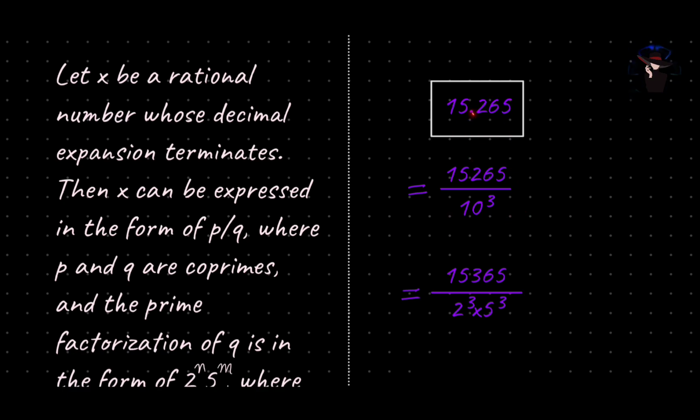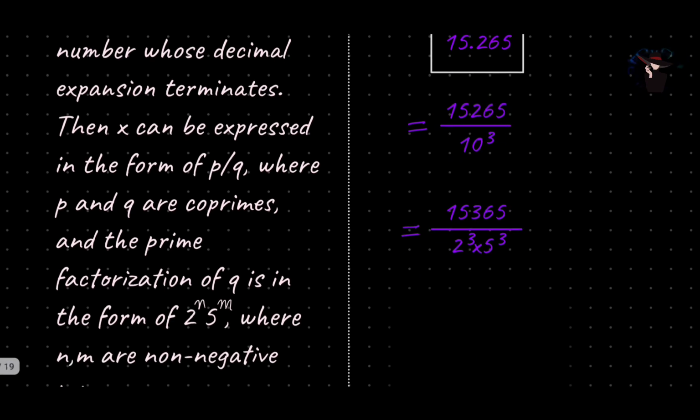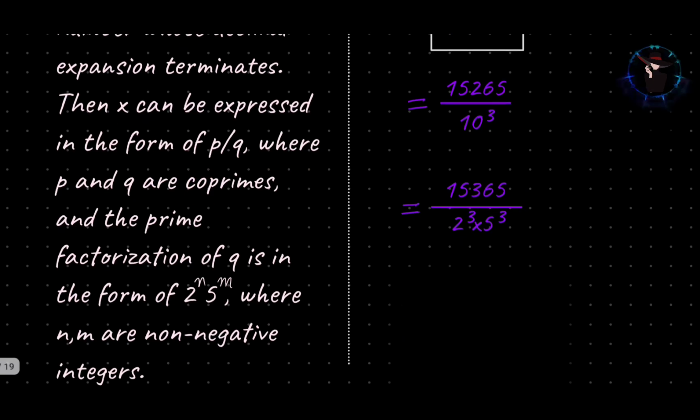When we remove this point here, we get 1, 2, 3 zeros, as 10 power 3. So it can be expressed in the form p by q, where p and q are co-primes. So what are co-primes? Co-primes are those numbers that have only one common factor.